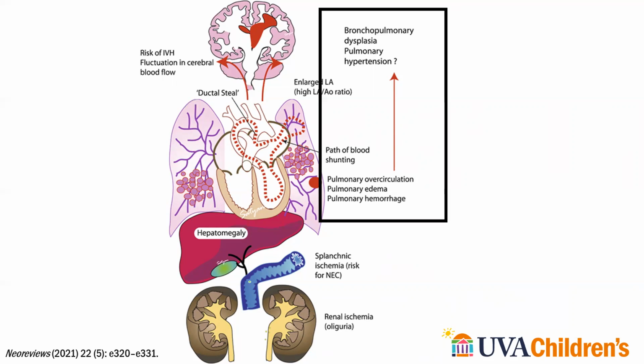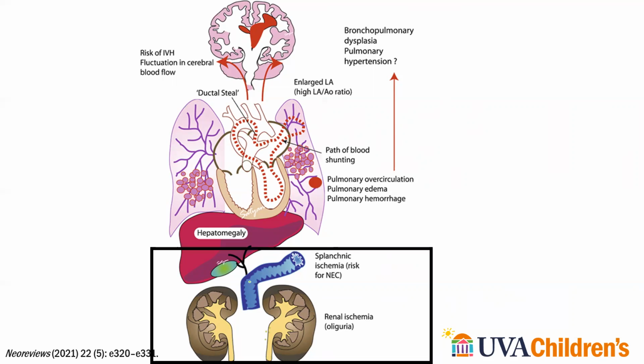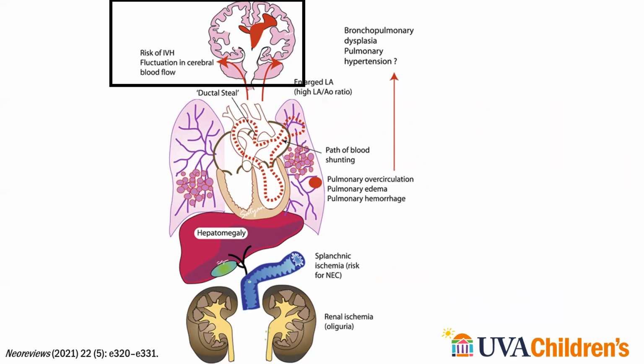The pulmonary overcirculation can lead to pulmonary edema and hemorrhage, thus exacerbating respiratory distress syndrome and leading to bronchopulmonary dysplasia and potentially pulmonary hypertension. Decreased systemic blood flow can lead to hypoperfusion of the kidneys and intestines, leading to potential AKI and NEC, respectively. And then the increase in pulse pressure caused by the PDA causes fluctuation in cerebral blood flow, which could lead to IVH and PVL.